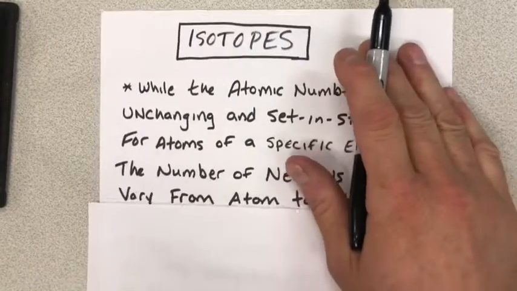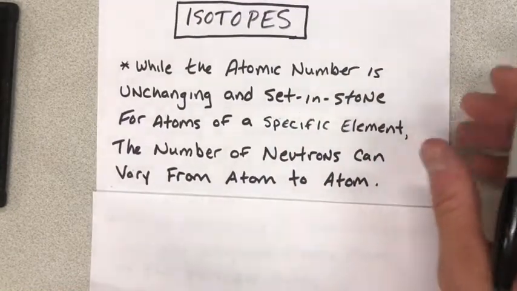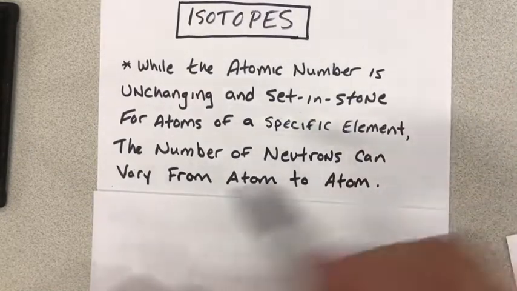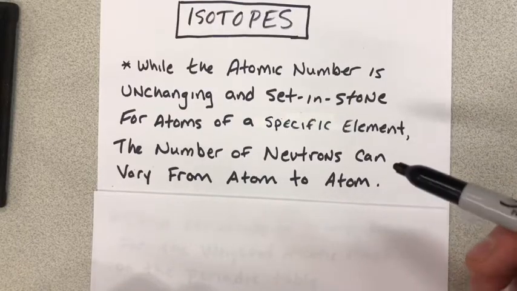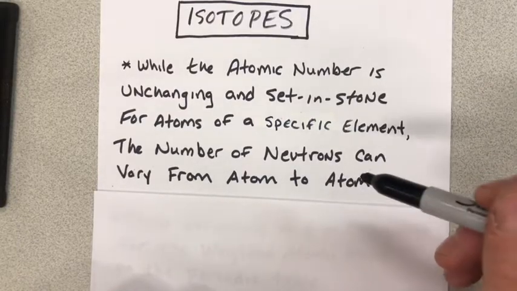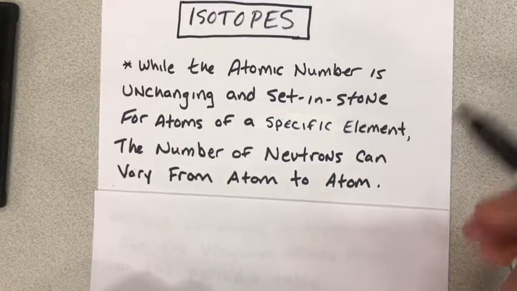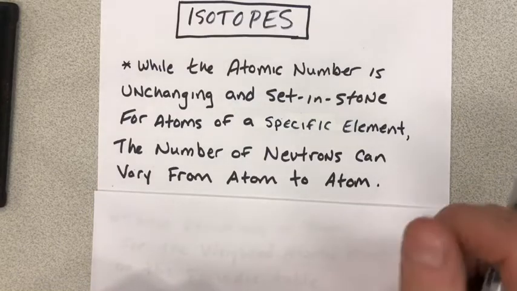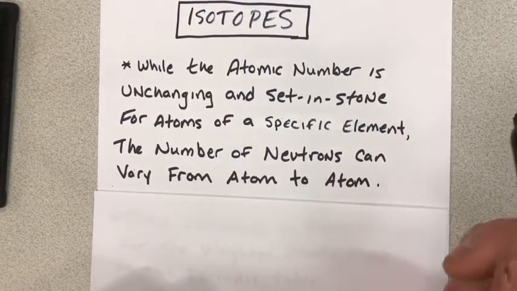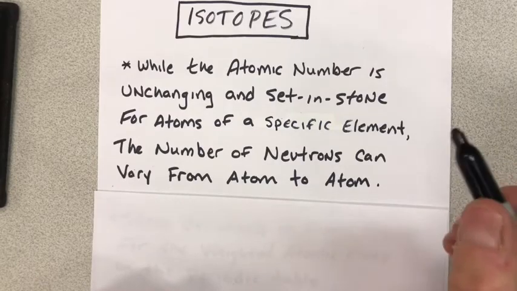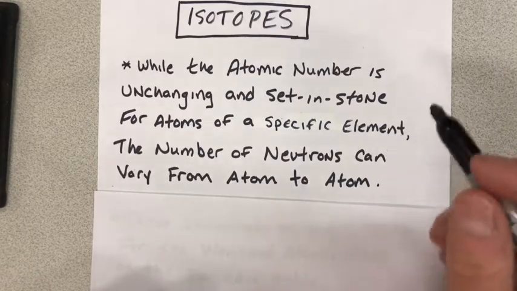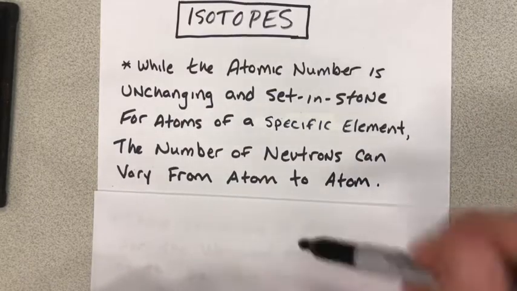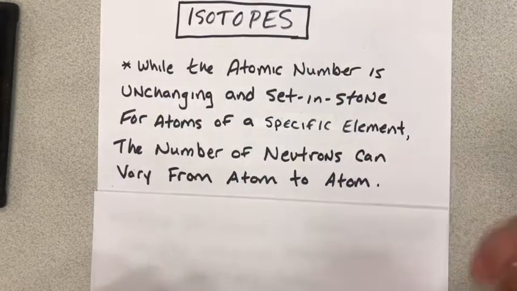Isotopes, all right? So you remember from studying atomic structure that the atomic number is unchanging and set in stone for atoms of each specific element. Meaning that, for example, carbon always has 6 protons. That number cannot change. If it does change somehow, then the element has lost its identity and it is no longer carbon. So what can change, though, is the number of neutrons that are in the nucleus of each carbon atom, or any atom, really.